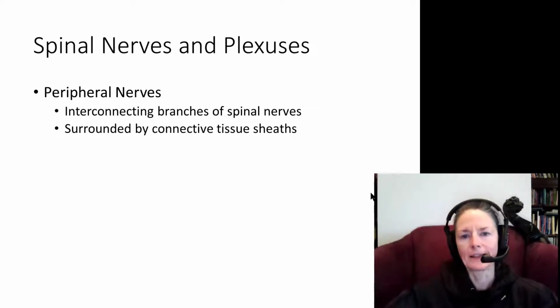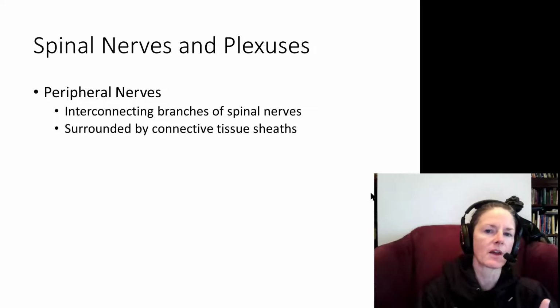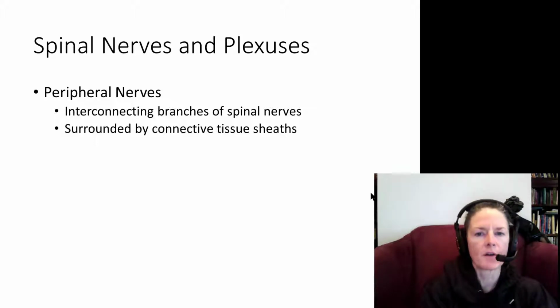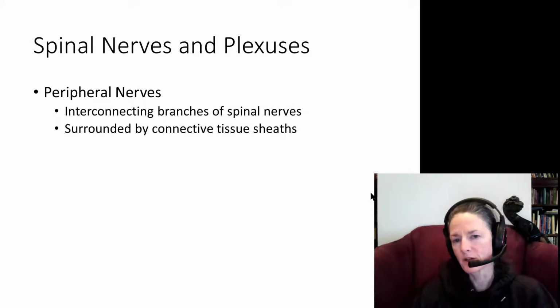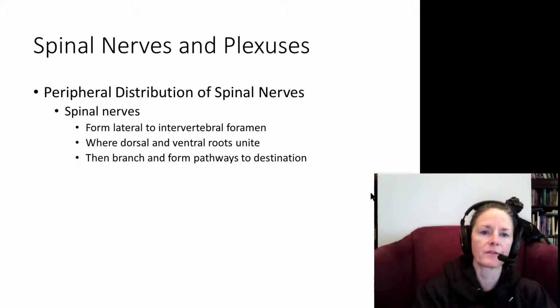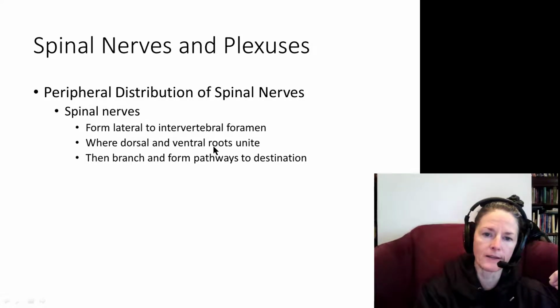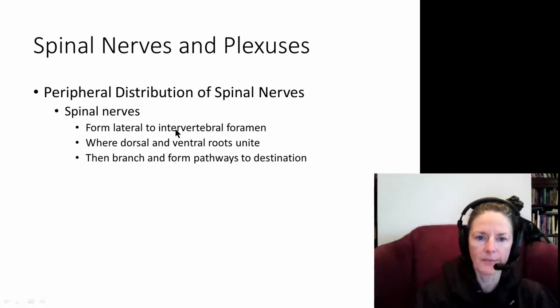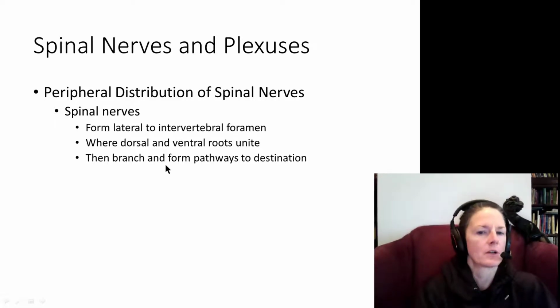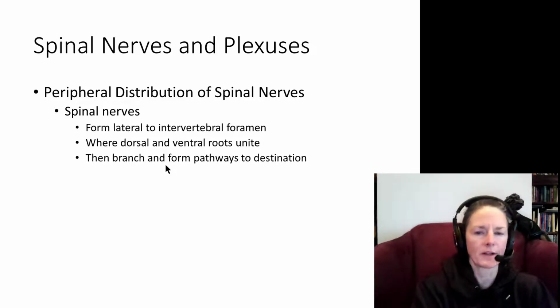And peripheral nerves are just anything on the periphery, including the spinal nerves, which we'll find will interconnect into all kinds of branches. They'll form what are called plexuses or plexi, and then we'll have individual nerves coming off of these plexi that will supply a particular part of the body. And we'll talk a little bit about that later on. But what we're going to find is that the spinal nerves are going to form where the dorsal and ventral roots unite, and they're going to come out of those intervertebral foramina, and they will come together and then they'll branch. So we'll talk a little bit about that structure and how they do that a little bit later on.